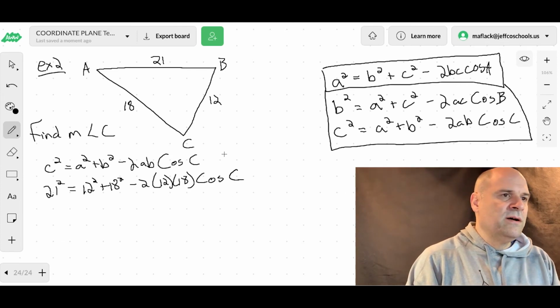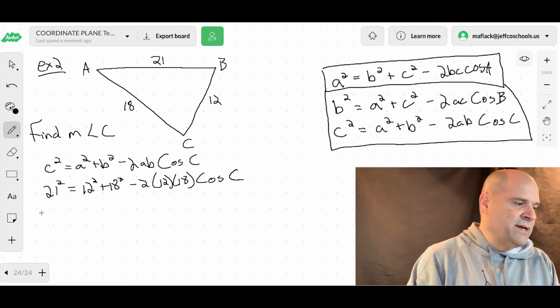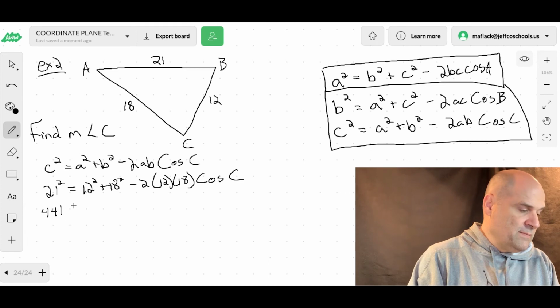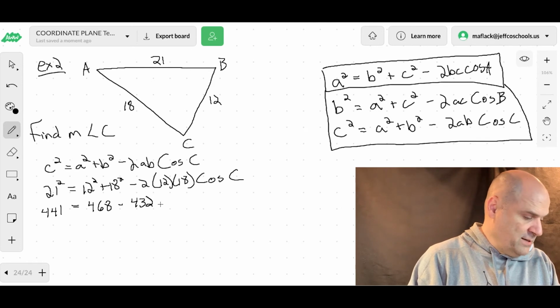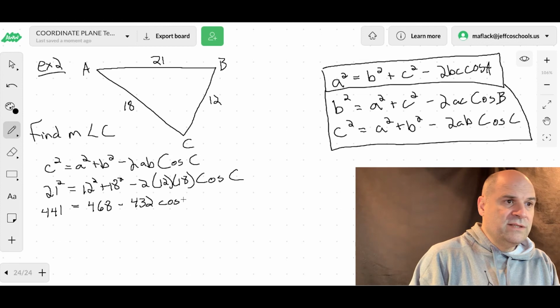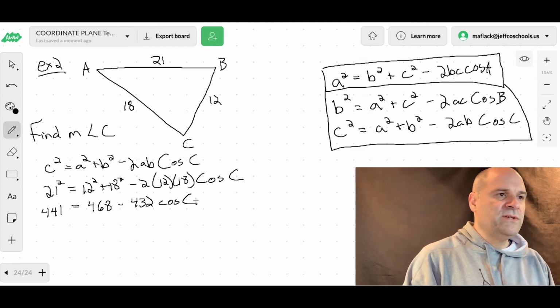So we can do all this math and this math. Here's what we get: 441 equals 468 minus 432 times the cosine of C. We're still trying to solve for C, so let's get rid of this 468.